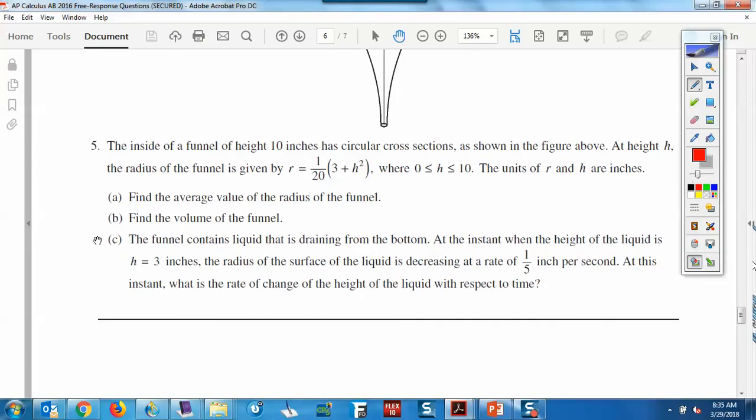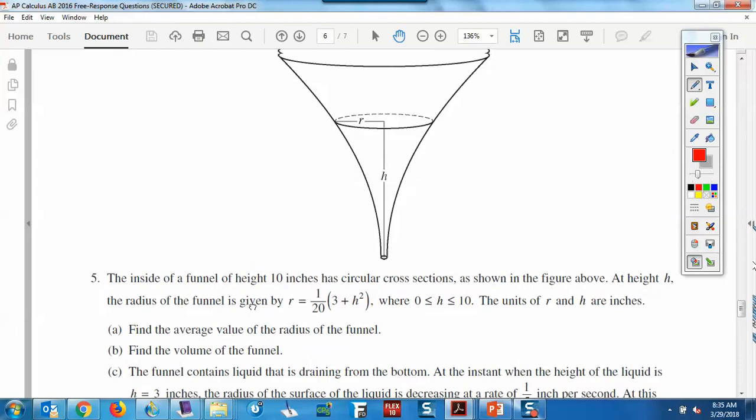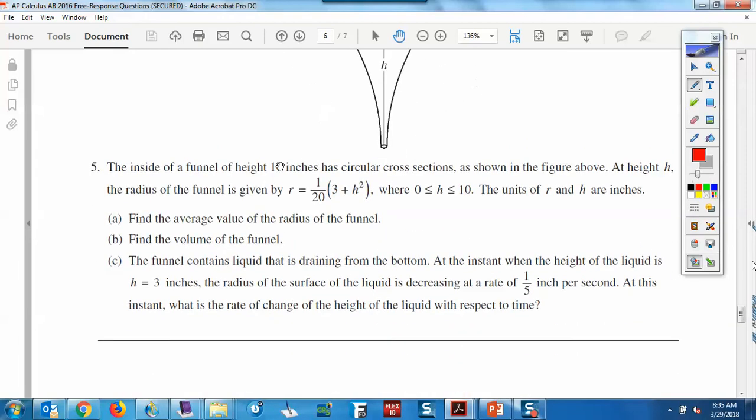Okay? This one you can't do part B, the volume of the funnel. That's one of the things we have to learn yet. But the average value of the radius, they give you a radius equation, they want the average value of that. We have a formula for average value of a function.